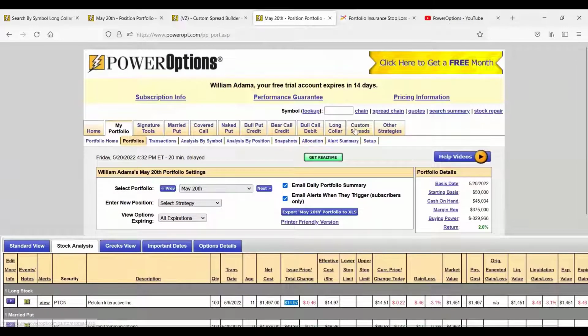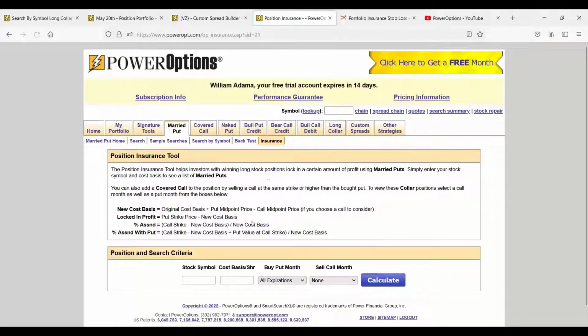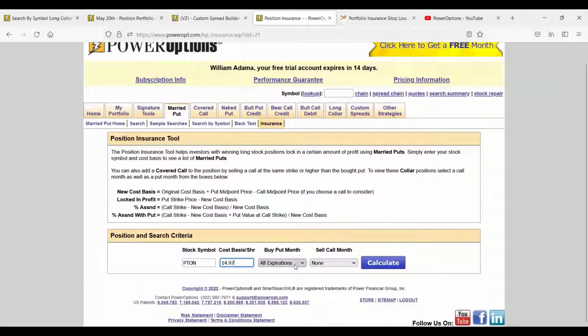In any case, let's take a look now. I'm going to go to the custom spread tool. My original comment to Paul was that with this type of stock, where it has higher volatility, just like we saw a little bit on USO, but this is much higher than USO, buying the married put position means we're going to have an increased cost due to the increased volatility.